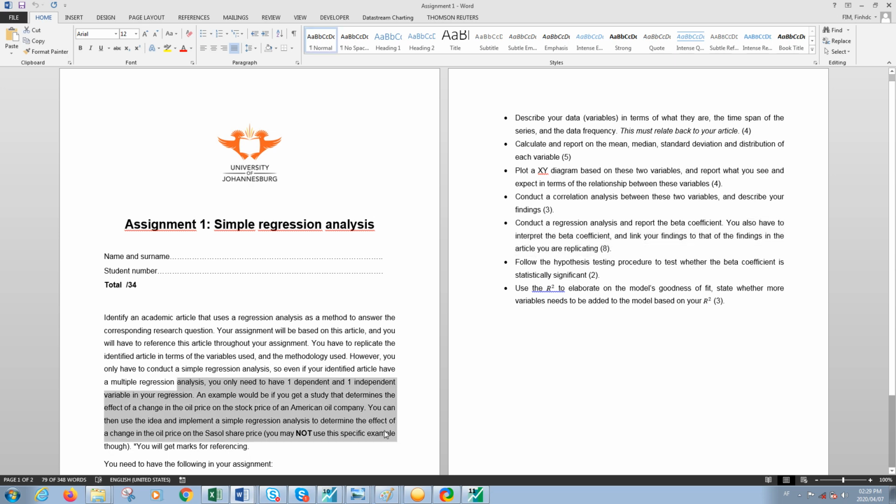In all your papers, if they found a positive relationship between oil and an oil producing company, you have to say, do your findings confirm those findings, or is it the same, is it different, and so on and so forth. Follow the hypothesis procedure to identify the significance, and then use the R-squared to see how good your model fits. Interpret it according to my interpretation in the videos.